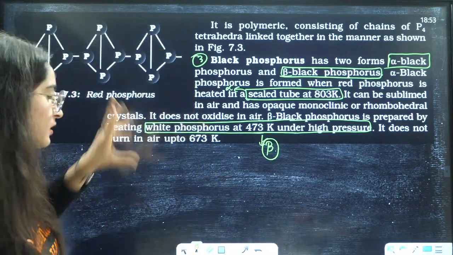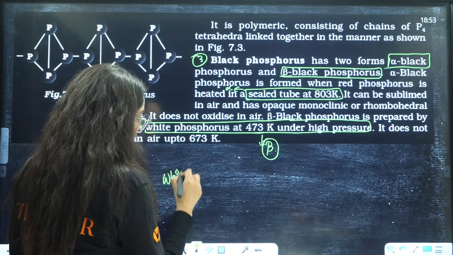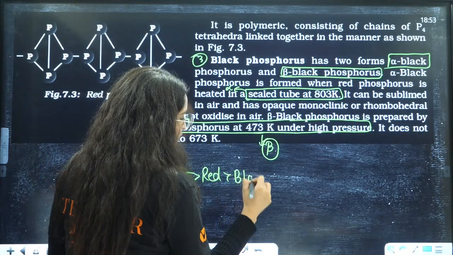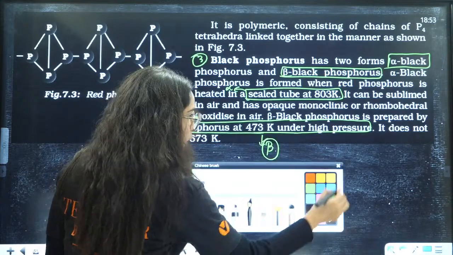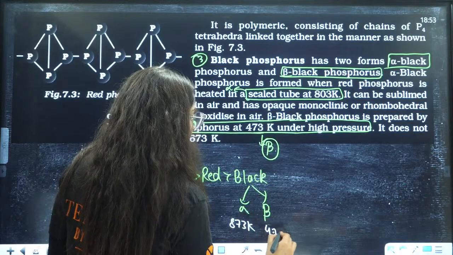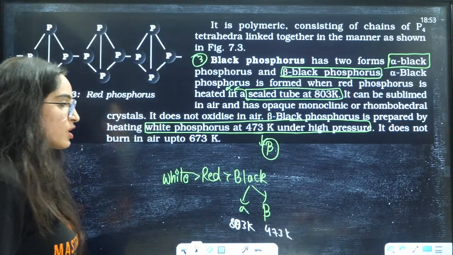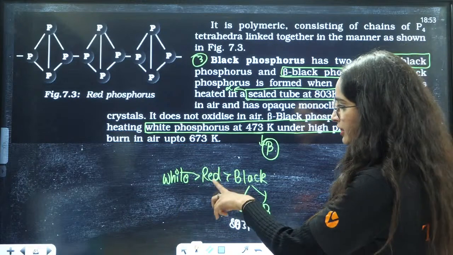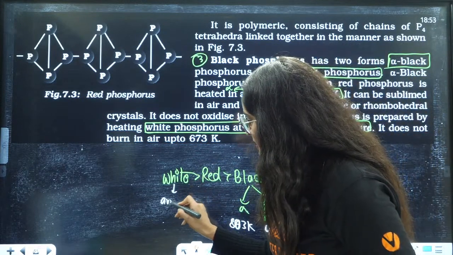The crux of this is that white is most reactive, then you have red, then you have black. Black has alpha and beta. Alpha is formed at 873 Kelvin, and beta at 473 Kelvin. Sorry, alpha is at 803 Kelvin. That is the thing you need to remember here. This is more reactive, then this is less reactive. Why is this more reactive? Because it has angle strain.